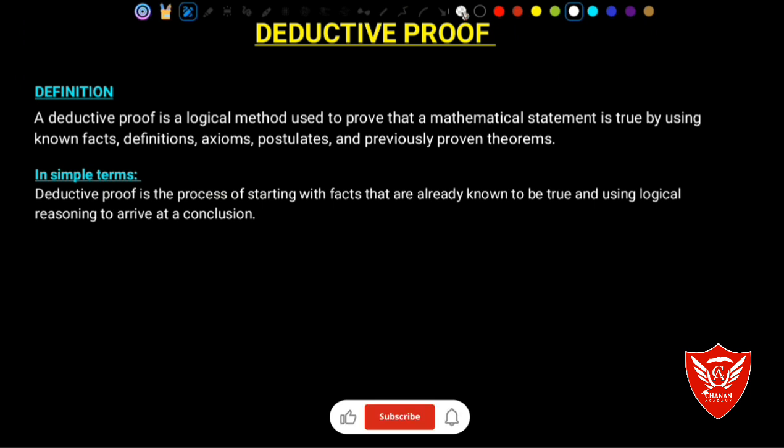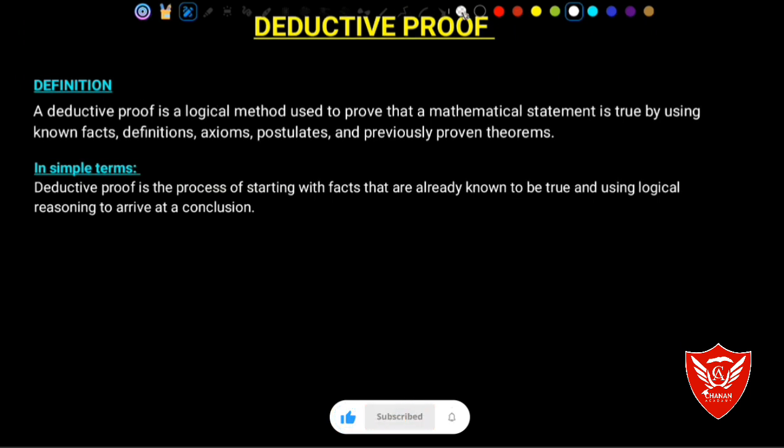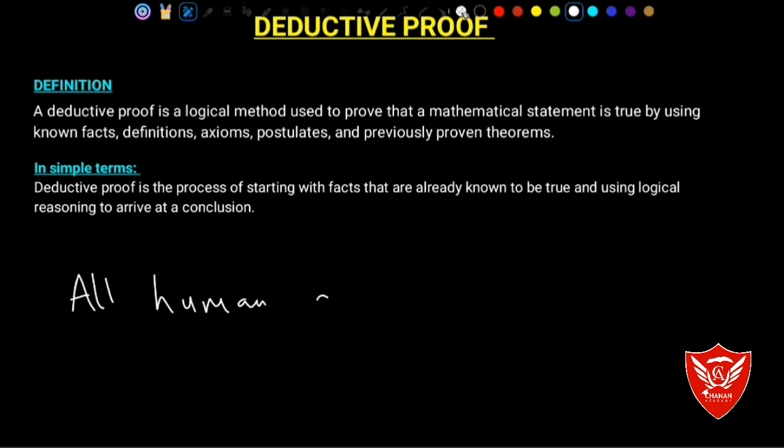So, what's a deductive proof? A deductive proof is a logical method used to prove that a mathematical statement is true by using a known fact, definition, axiom, postulates, and previously proven theorem. Now, for example, if we say all humans are mortal.